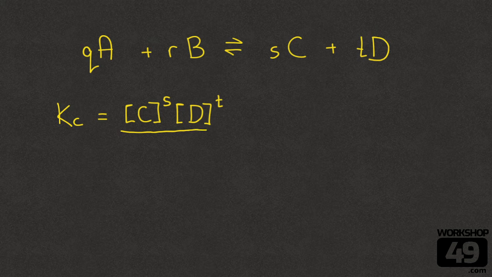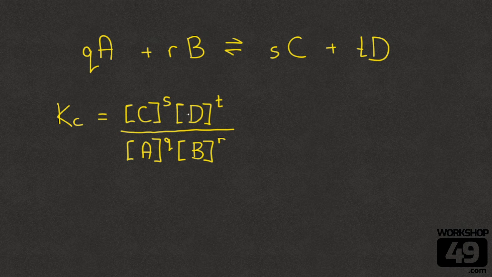And we're going to all divide this, and hopefully you're starting to see the pattern, because on the bottom, we're still going to have the concentration of our chemical A, but it's raised to the power Q. And it's still going to be multiplied by the concentration of chemical B, but it is raised to the power R. And this is really the final equation for writing an equilibrium expression.